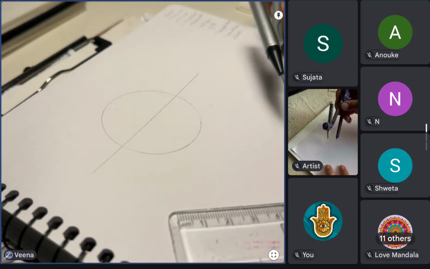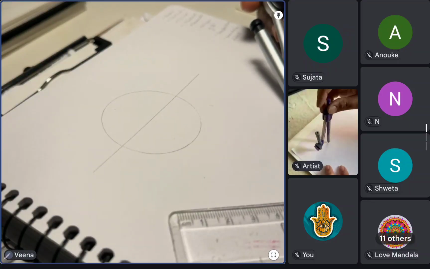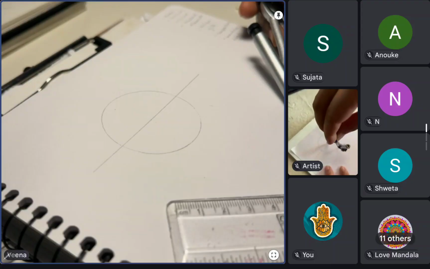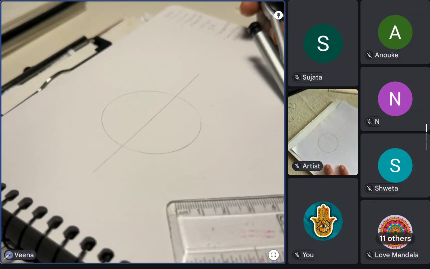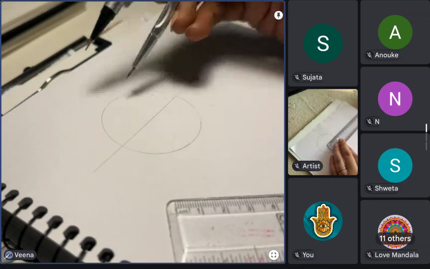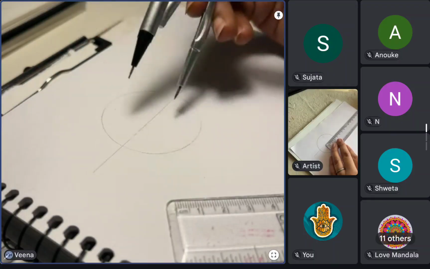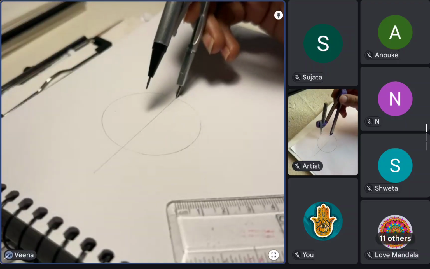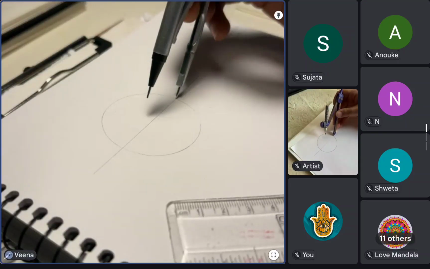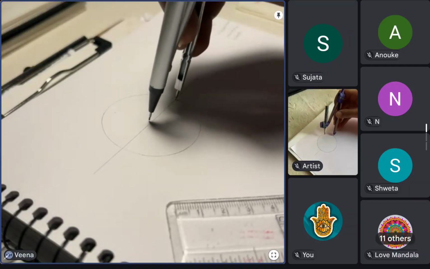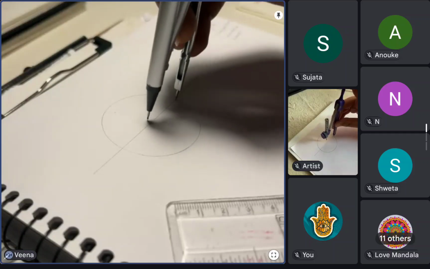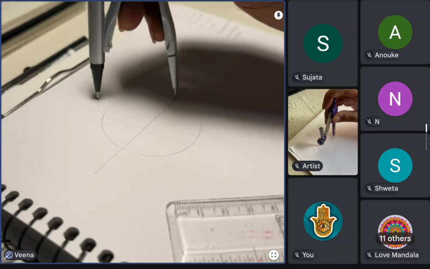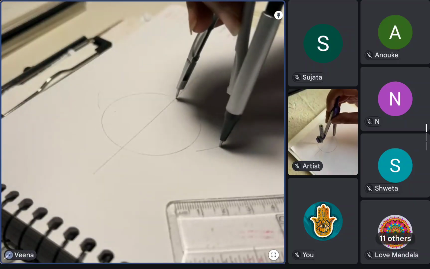Okay, I'll wait for everyone. So the 2.5 centimeter circle. And then we are going to bisect this and construct a vertical line. For that, we usually place our compass here on this side and take more than 2.5, right? Take more than the radius and just draw an arc on the top and bottom.